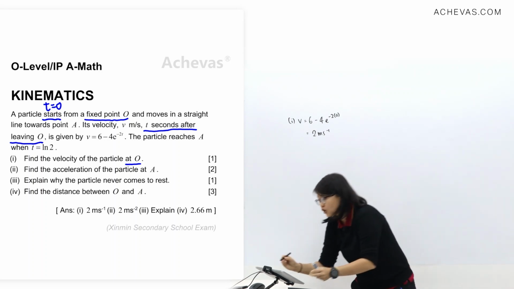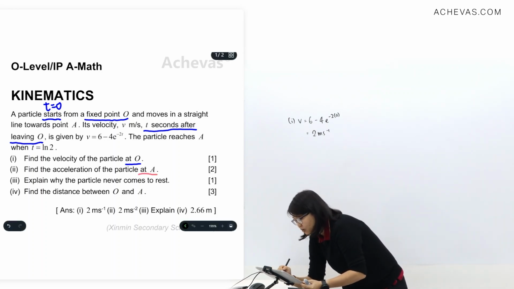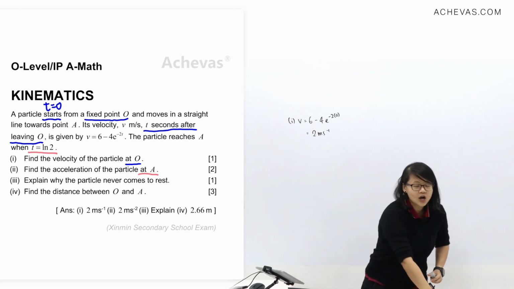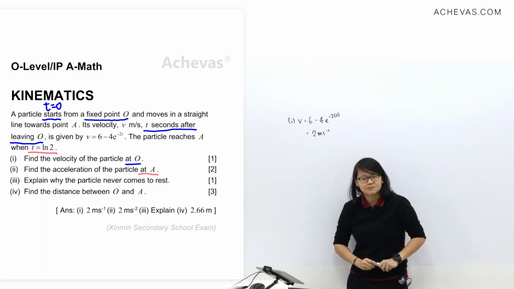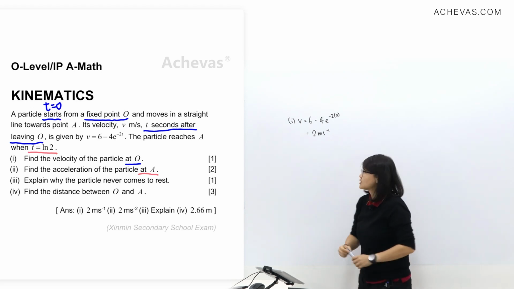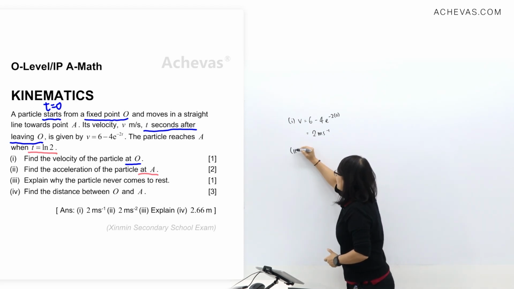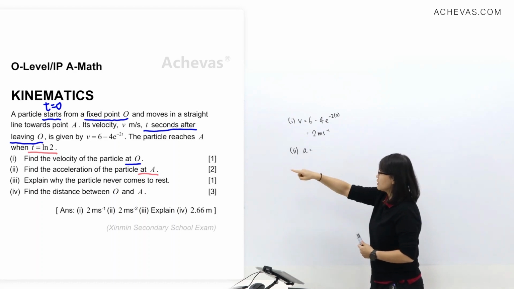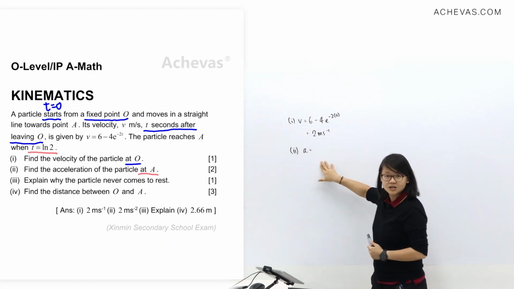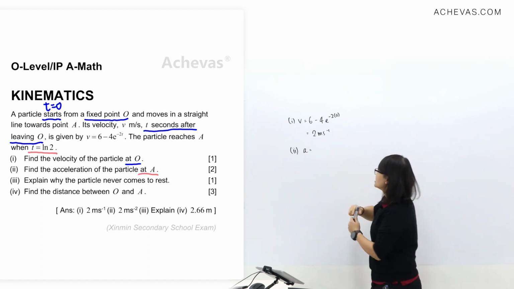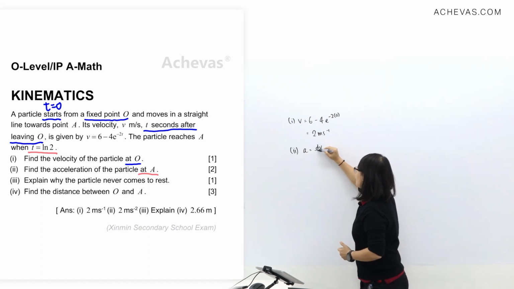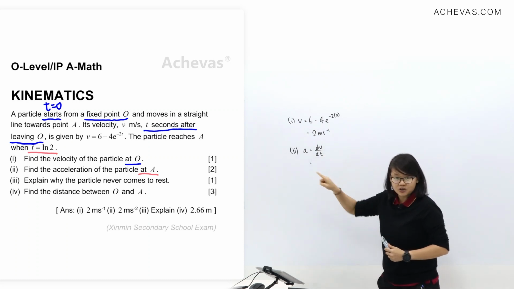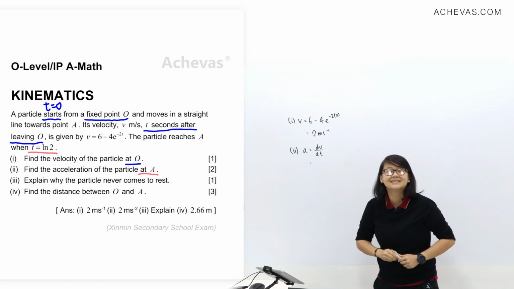Now be careful, it's not O anymore, but it's at another point A. And we know the time at point A is ln 2, but we do not have the expression for acceleration. So step 1 here, we're going to find the acceleration expression. Based on velocity, we can find acceleration by doing differentiation. So I'm going to write down dv/dt. Let's differentiate that expression. Differentiation of 6 is going to be 0.